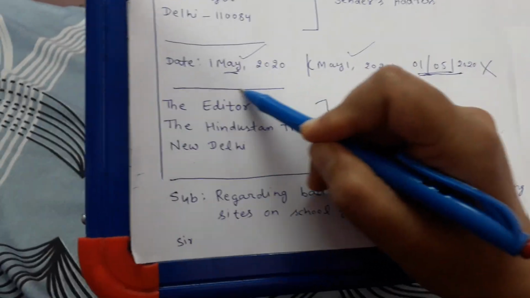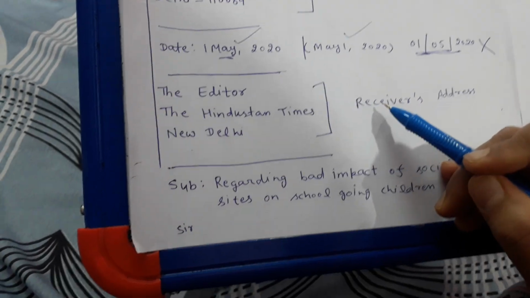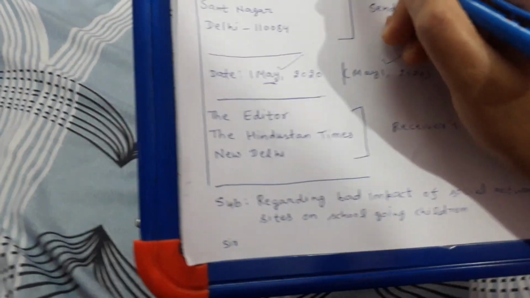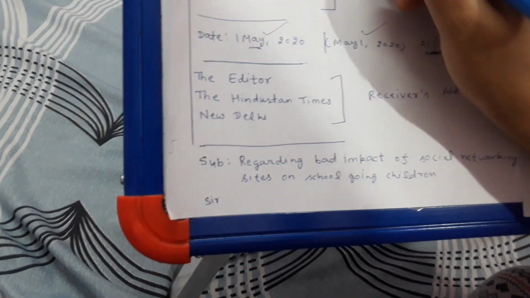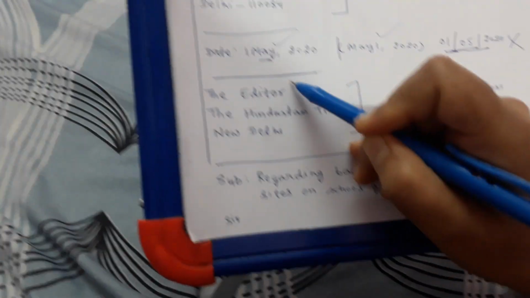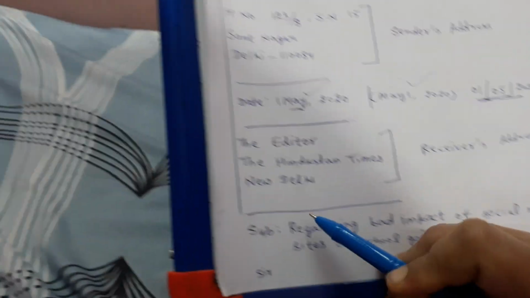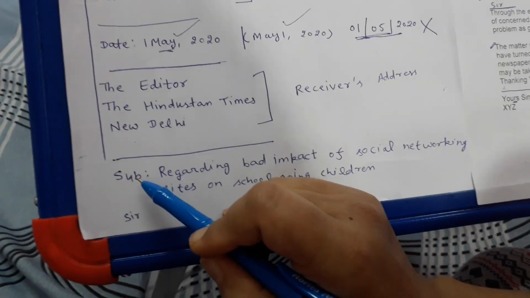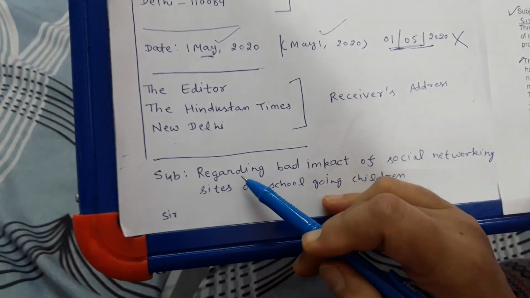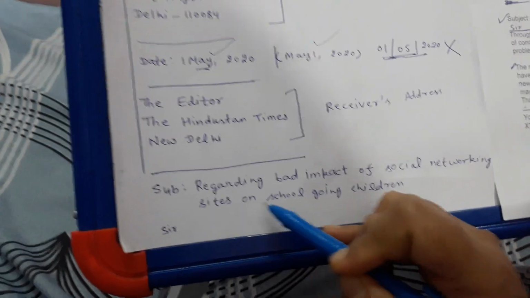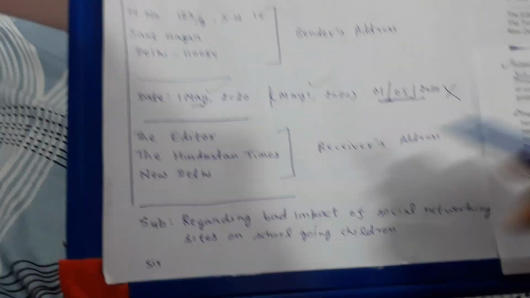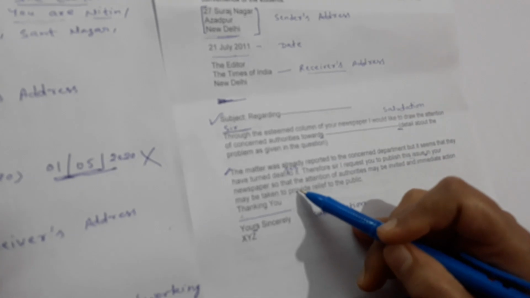After that, leave one line. Then the address of the receiver. The receiver is the editor, the Hindustan Times. Everything is given in the paper. You have to recognize who is the sender, who is the receiver. The Editor, The Hindustan Times, New Delhi. Then leave another line. After that, you have to write down the subject. Here the subject is regarding the bad impact of social networking sites on school-going children. Then your salutation, "Sir." And after that, everything that is described earlier, you have to write down.